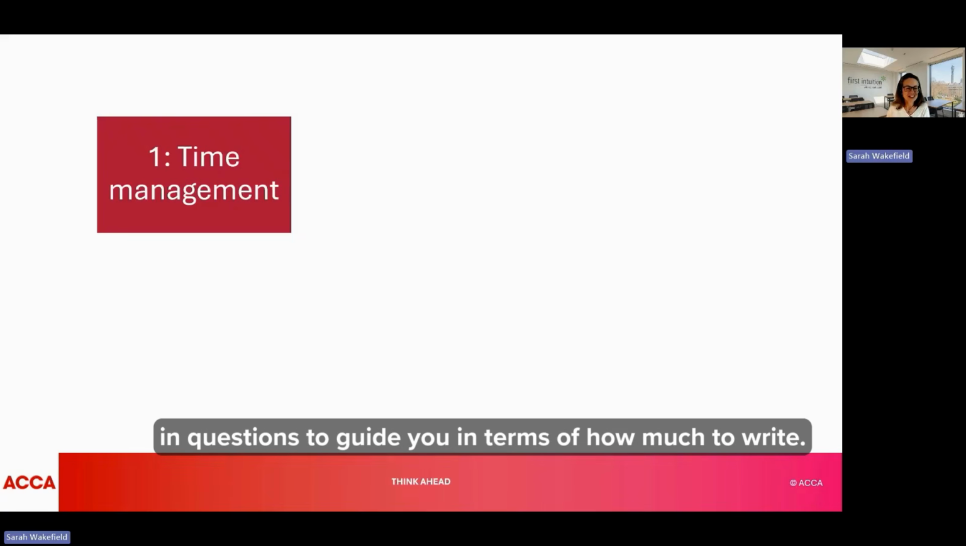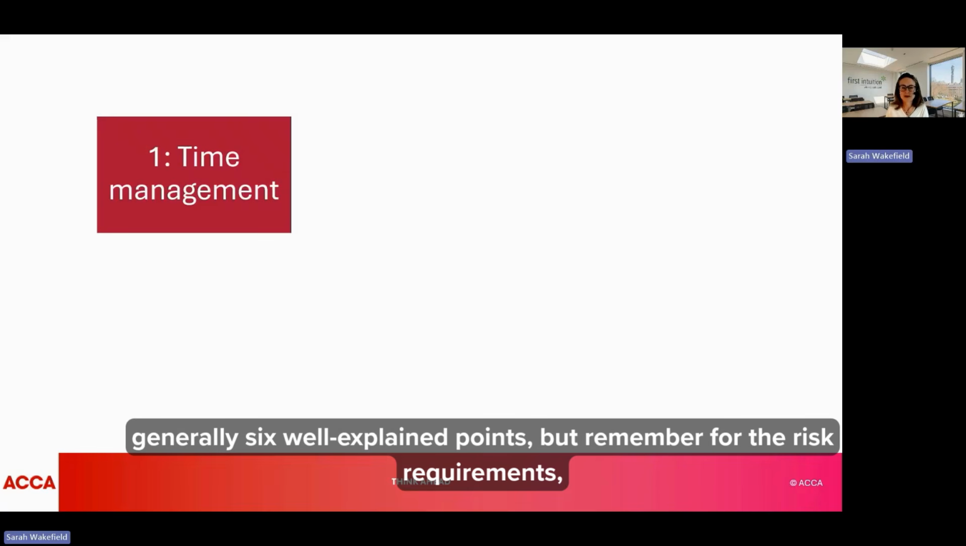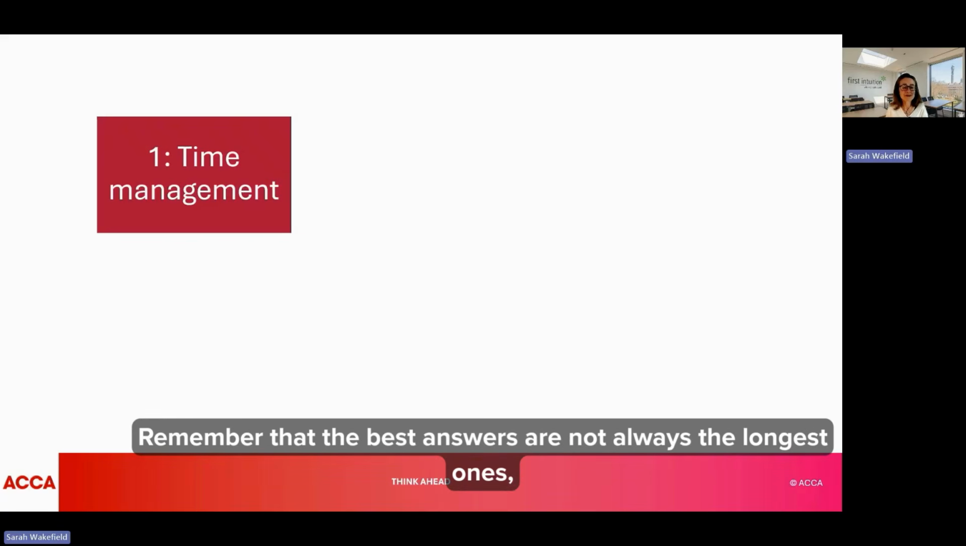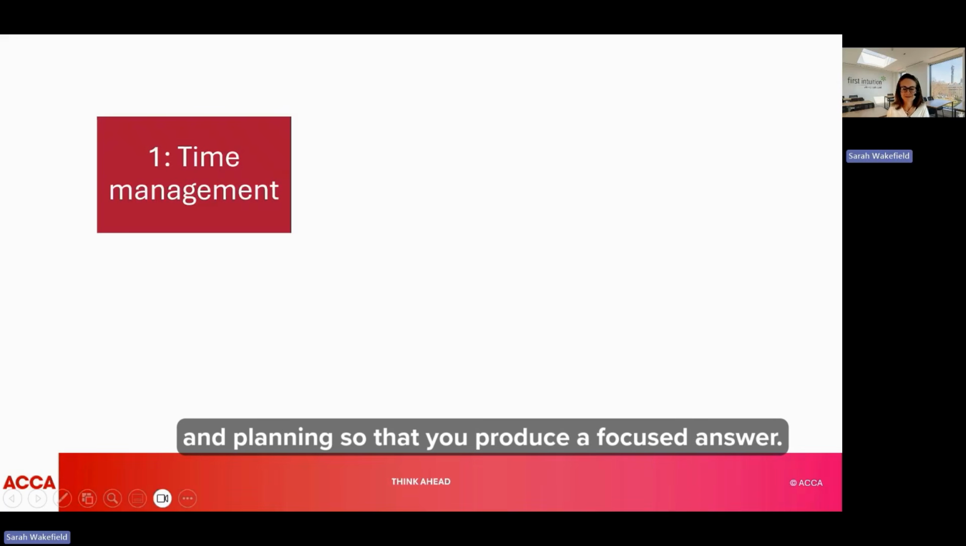Use the mark allocation in questions to guide you in terms of how much to write. So for example, a 6-mark requirement is generally 6 well-explained points, but remember, for the risk requirements, it will be 2 or 3 marks per risk, so we need fewer points, but greater depth. Remember that the best answers are not always the longest ones, so do invest a bit of time up front, reading and planning, so that you produce a focused answer.